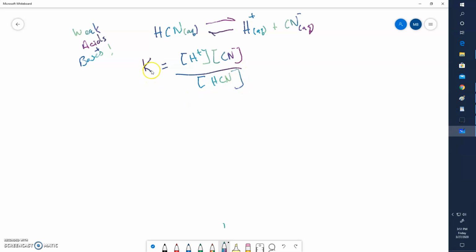And this K is not Kc, it's not Kp. This is an acid, so it's Ka. And guess what it'll be for the K for bases? I don't hear you. Nope. It is going to be Kb. I thought you guys were better than that.